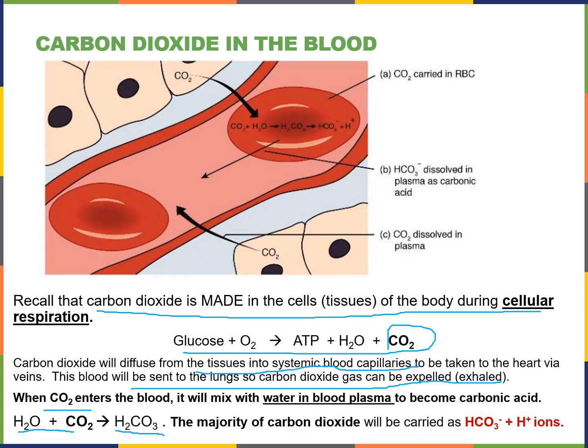So it dissociates into 2 ions, bicarbonate ions, which is HCO3-, you should know that from chemistry, and hydrogen ions. So the majority of carbon dioxide is actually transported as the bicarbonate ion. Some of it is transported, like I said, by binding to hemoglobin. So CO2 can be carried in a red blood cell by binding to the globin chain, but only a small amount. Most of carbon dioxide is carried as the bicarbonate ion.